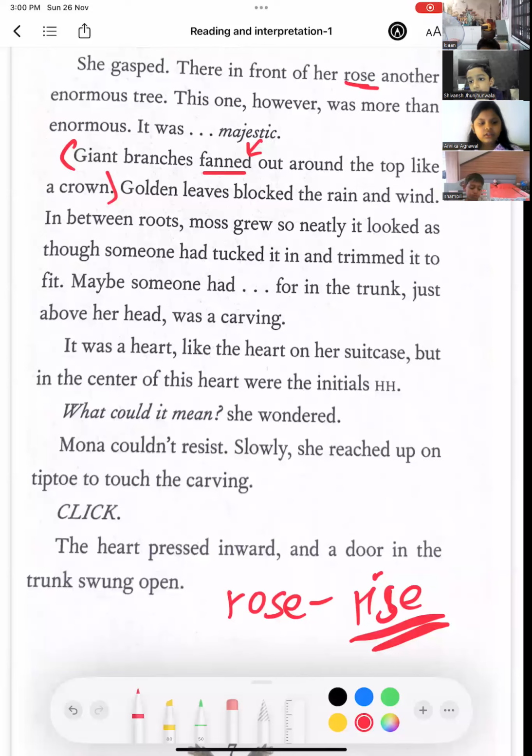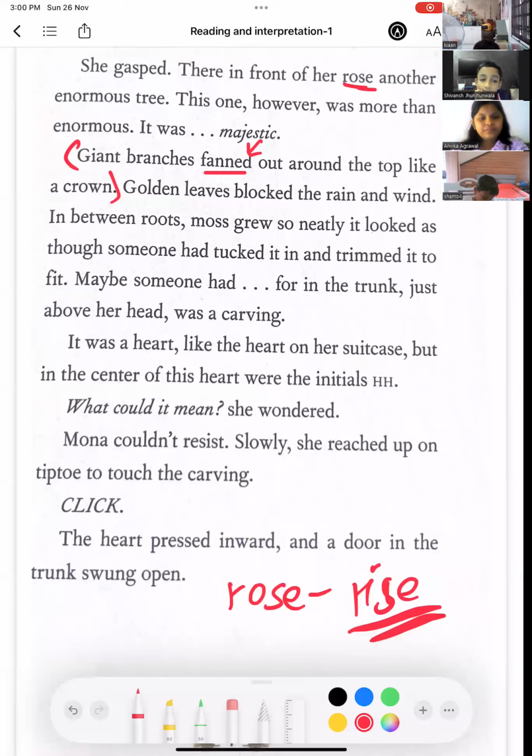Now come back to this word. A lot of times in your reading comprehension, they will ask you for its synonym, but find the word in the passage itself. In the first paragraph: However, this one was more than enormous. It was majestic. Enormous means big. Majestic also means big. So if you have to pick out a word from the passage which means enormous, children, which word are you going to pick out?